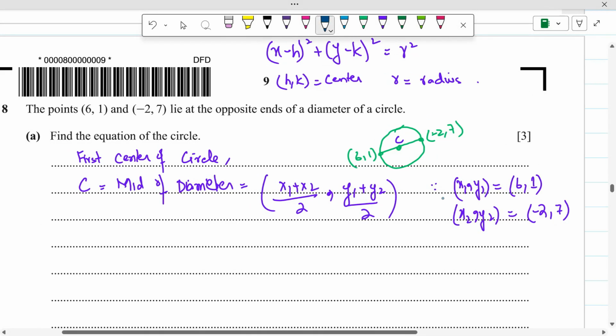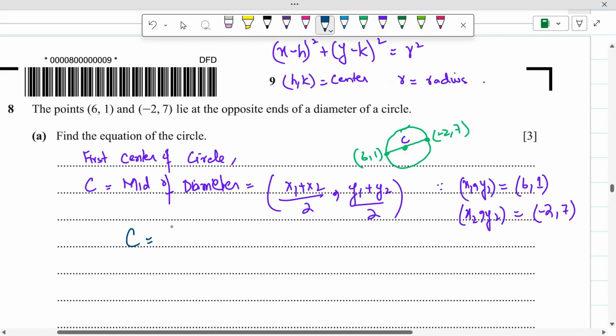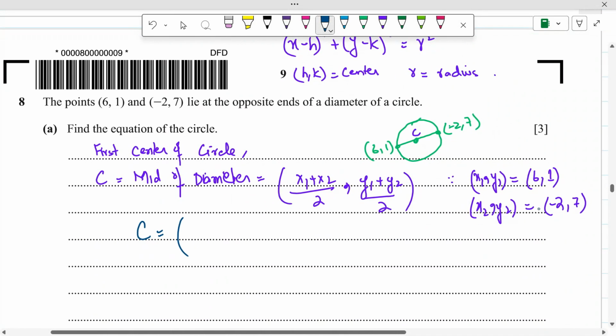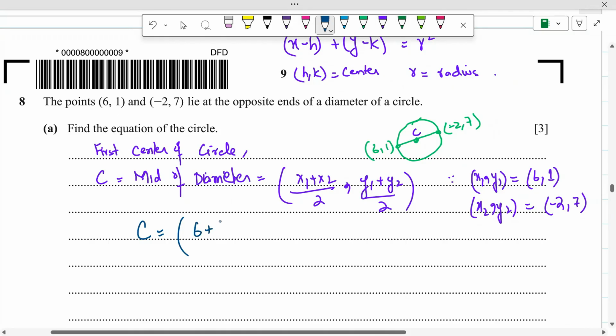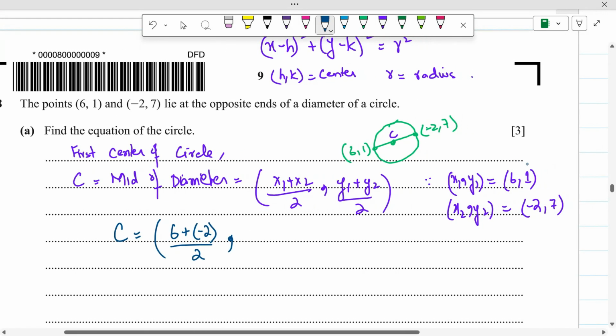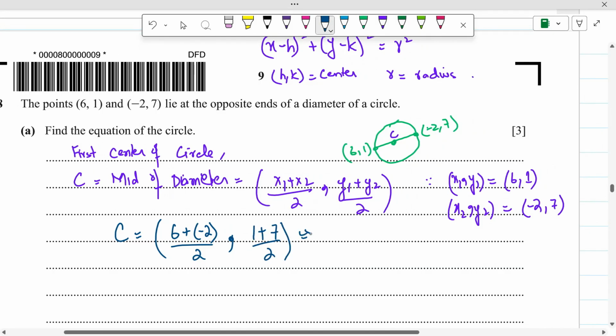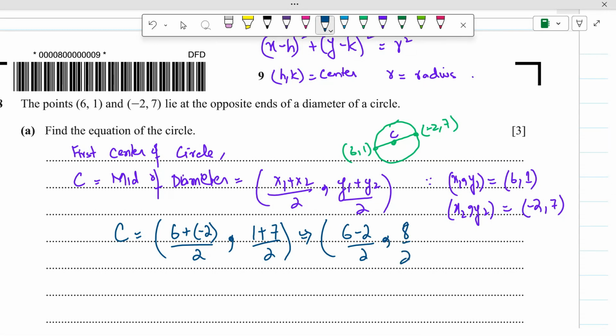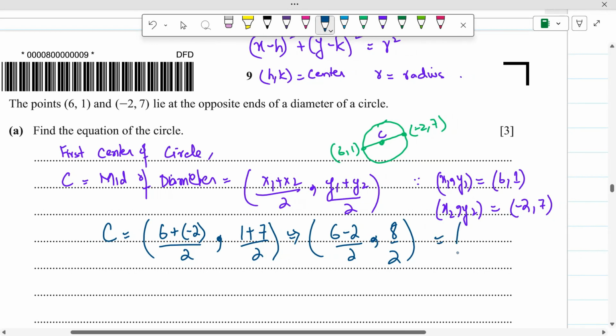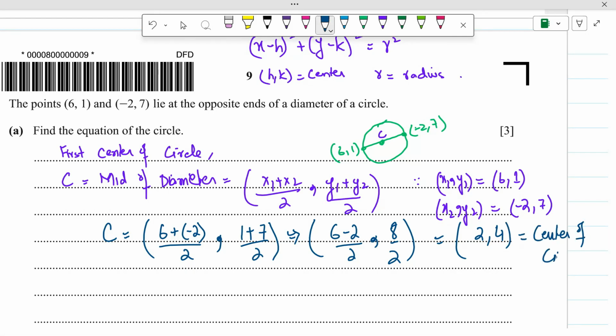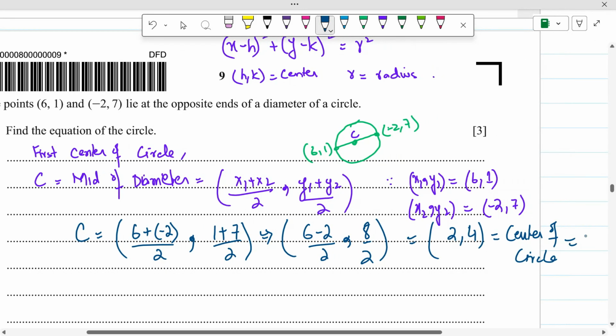Plugging in these values, we will have center is equal to the sum of the x coordinates, 6 and -2, over 2 comma the sum of the y coordinates, 1 plus 7, over 2. This is equal to (6 - 2) over 2 and 8 over 2, and we will have (2, 4). So this is the center of the circle, which is C.